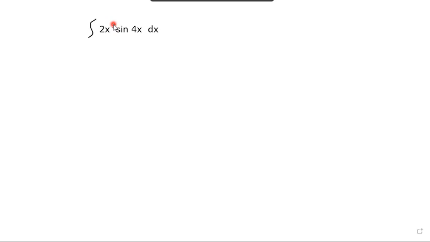Remember, the tabular method is a shortcut alternative to integration by parts. So we still want to use LIATE, if everyone can remember. Which means we want to choose U in this order of priority: logarithmic, inverse, algebraic, trigonometric, exponential. Now, 2x cubed would be algebraic and sine 4x would be trigonometric. So of course, A comes before T.